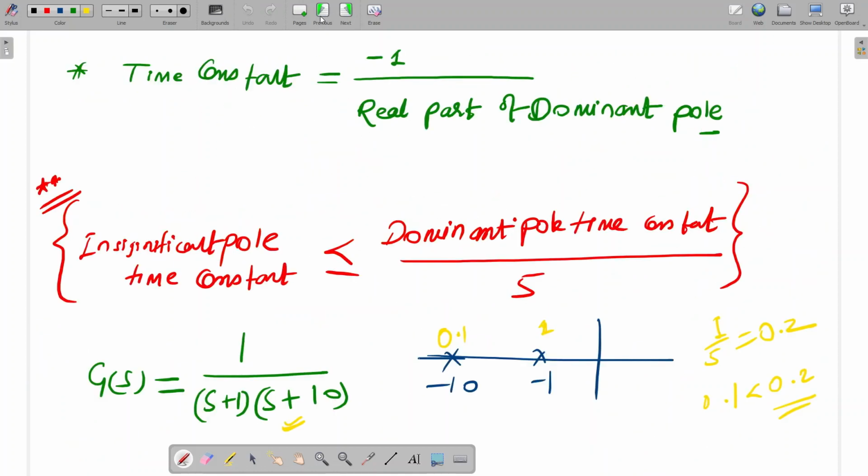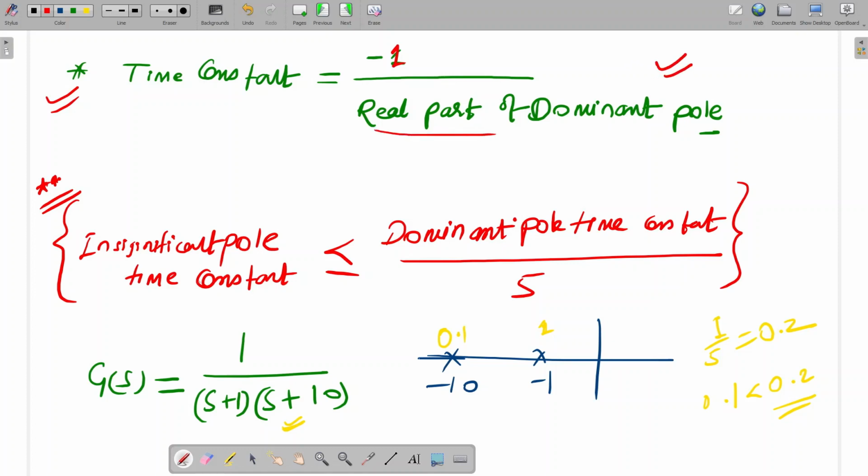So one concept I am going to tell. This is a very important concept. How can we calculate the time constant of a transfer function? That is minus 1 divided by the real part of the dominating pole.